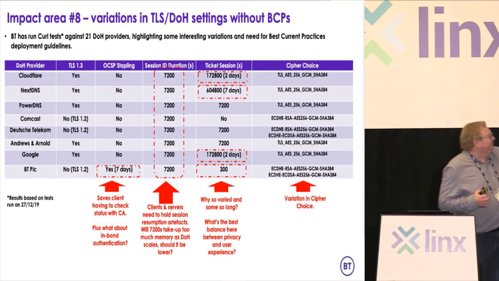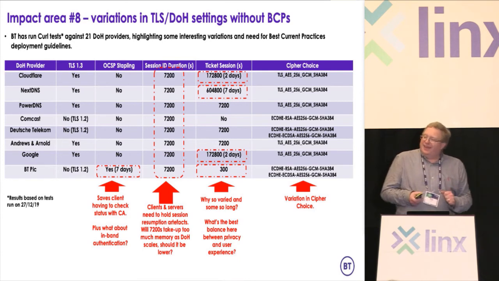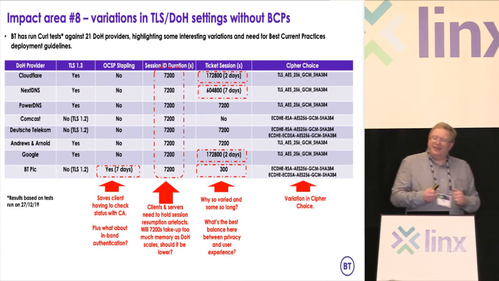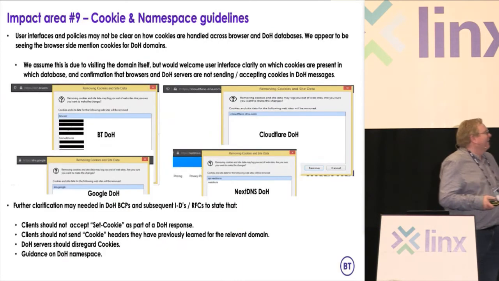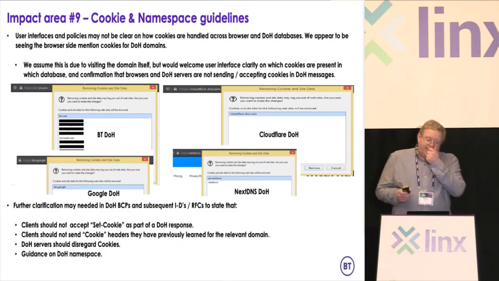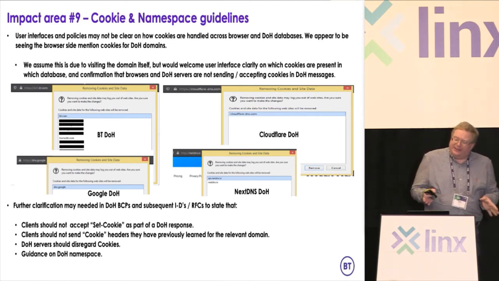Then if you look at the cipher choice, there's variations again here. So here we're highlighting the need for best current practice guidelines. Then the last impact area we're calling out is around cookies and namespace guidelines.